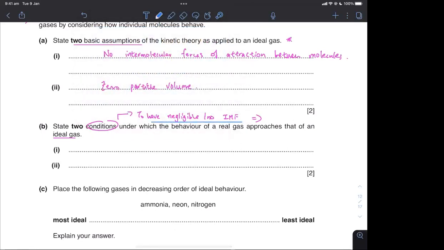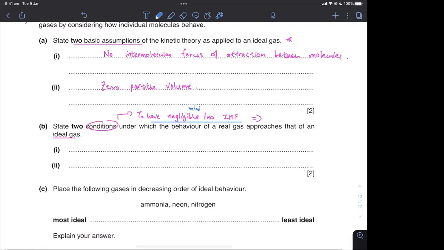Are you with me, Yasmin? Do you want your particles to be close to each other, or far away from each other, if you want to have negligible or no intermolecular forces here? No intermolecular forces means negligible, minimal intermolecular force.